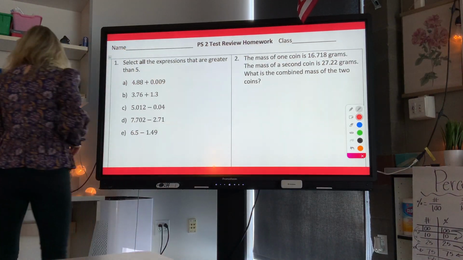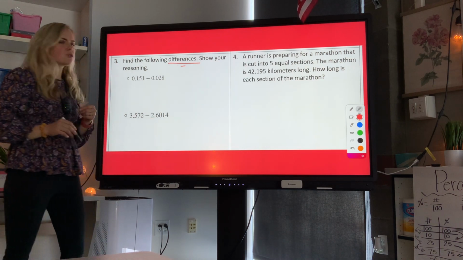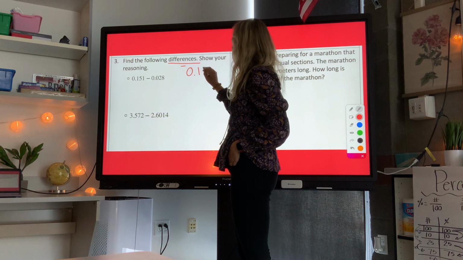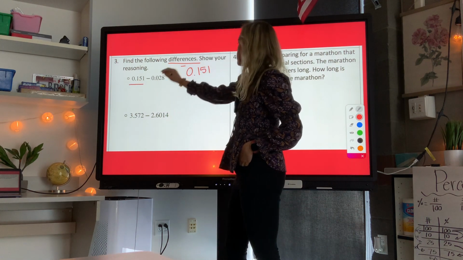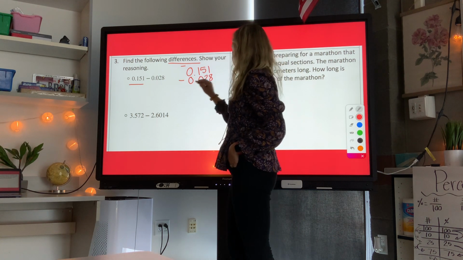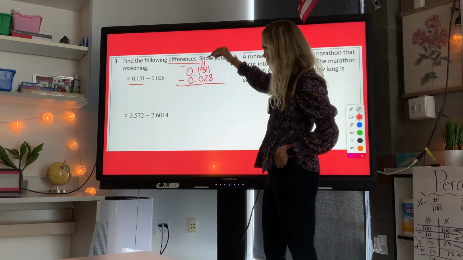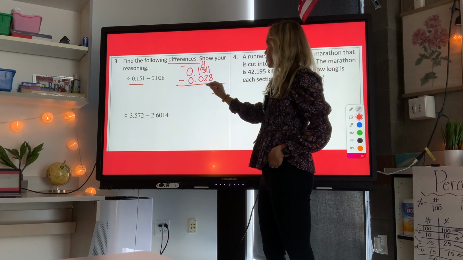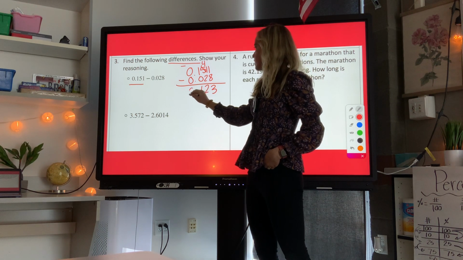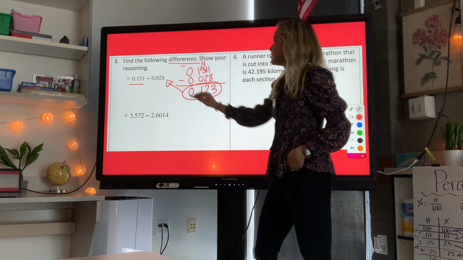Okay, next one, number 3. Find the following differences. Remember, differences is subtraction, so the answer to a subtraction problem. 0.151. The first number always goes on top, minus the second number. So 1 minus 8, I need to regroup the 5 so I can get an 11. 11 minus 8 is 3, 4 minus 2 is 2, 1 minus 0 is 1. Bring down the decimal, 0 minus 0. So here is the difference. That's what this problem equals.